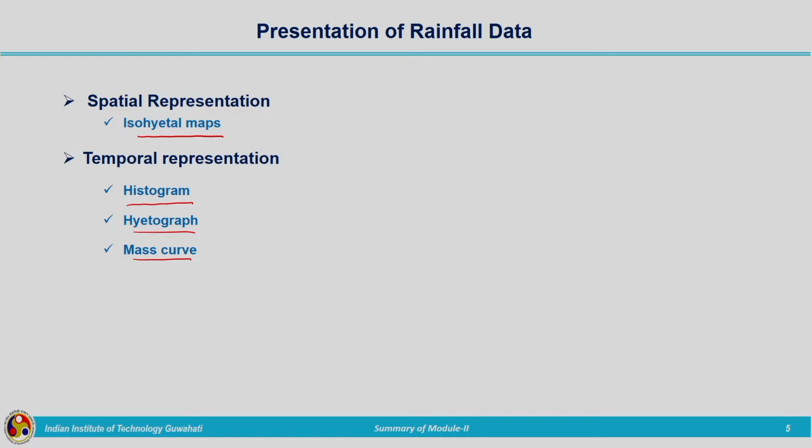We have found that the mass curve is always an increasing curve because it is representing the cumulative rainfall depth. And if there is no rainfall, it can move only as a straight line parallel to the x axis. It cannot come down, and then when rainfall is experienced again, it will again be an increasing curve. So, these ways, that is isohyetal maps and the other three methods, histogram, hydrograph and mass curve, were utilized for the presentation of rainfall either spatially or temporally.